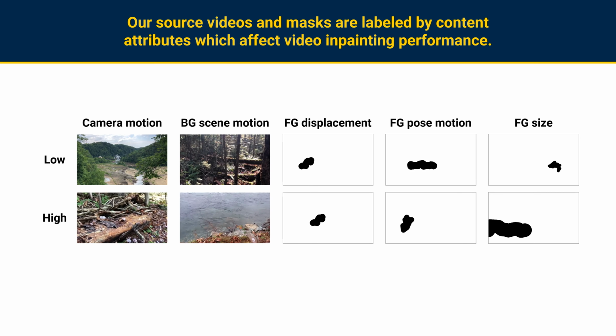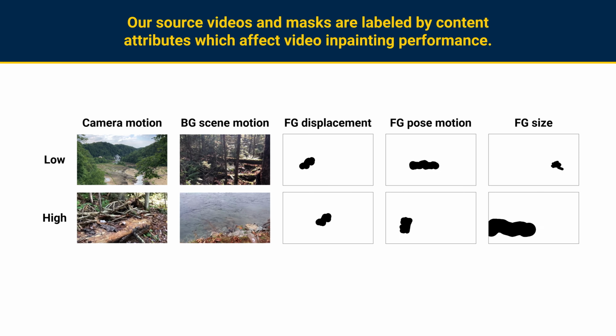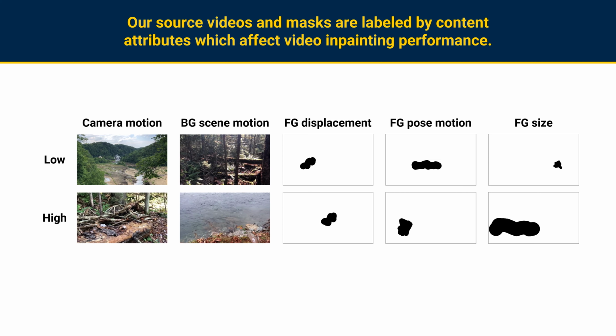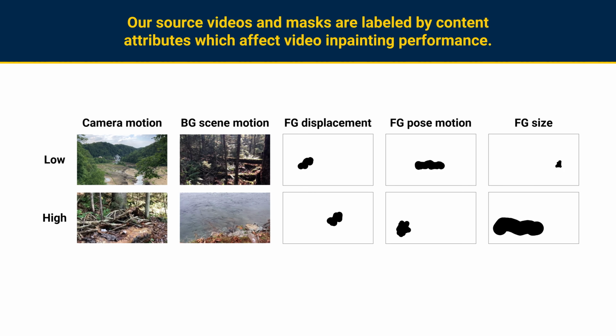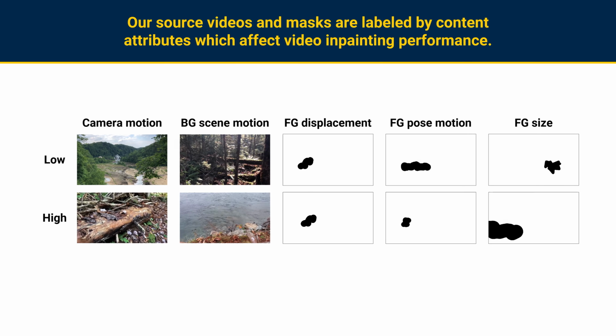To disentangle the effects of foreground and background content on the inpainting task, we collected background-only source videos and generated masks with varying motion and size. Furthermore, we labeled videos and masks according to the motion and size properties shown here, which our experiments show have a substantial impact on inpainting performance.